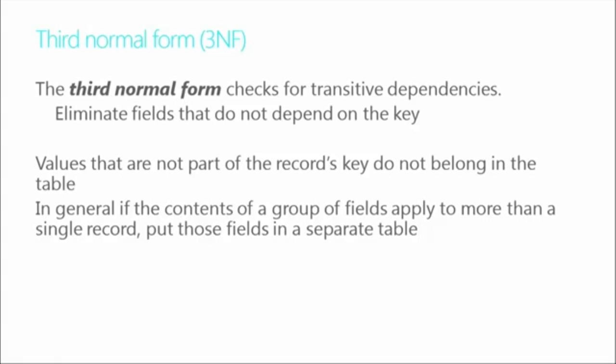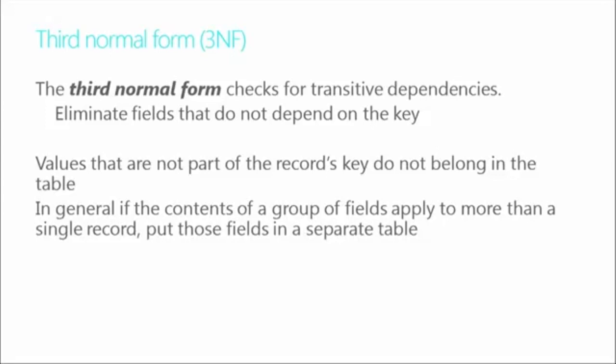Third normal form checks for what are called transitive dependencies. It eliminates fields that do not depend on that key. So I might have extraneous information in there that's not relevant, and I want to put that in a separate table. As part of the third normal form, when I'm massaging that data to make sure it's all in that third normal form, we're going to make sure there are no columns in there that aren't directly related to that CD. All right, and again, we'll show you that here.